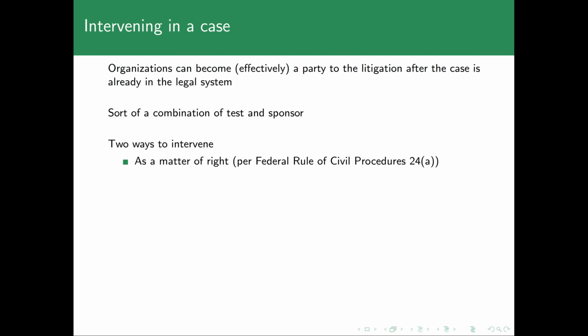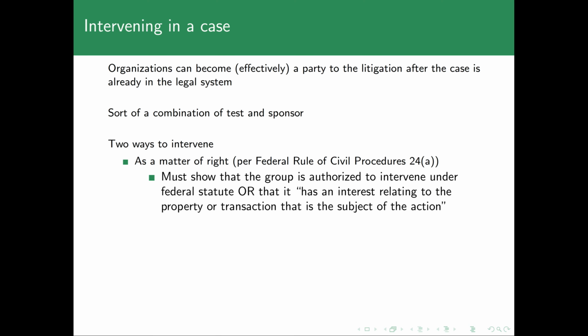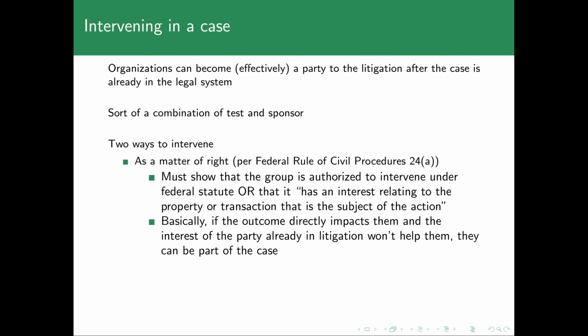So there are two ways to intervene. The first is as a matter of right, and that's per Federal Rule of Civil Procedure 24(a). What that means is if a group can show that it's authorized to intervene under some federal statute, that is, Congress passed some law that says groups like this are allowed to intervene, or if a group is able to show that they have an interest relating to the property or transaction that is the subject of the action. So basically, if the outcome is going to directly impact them, they can join it.